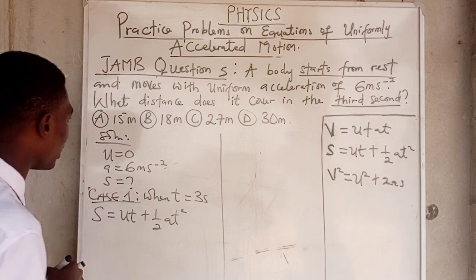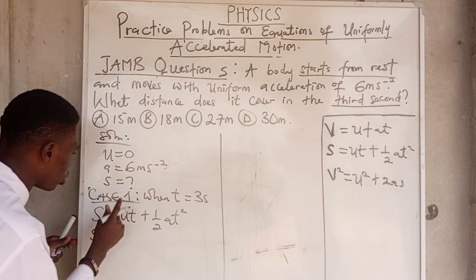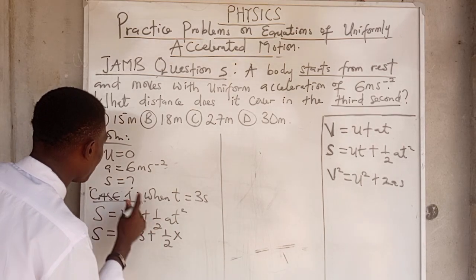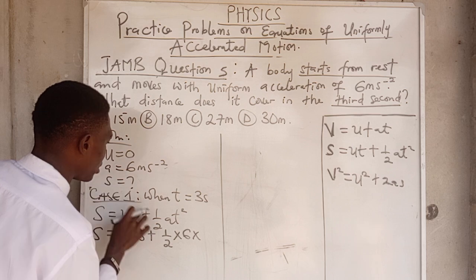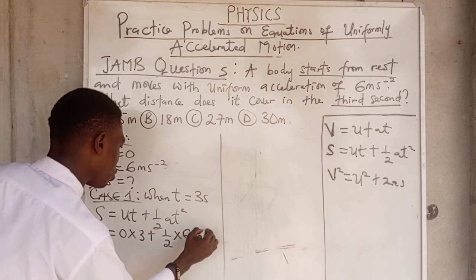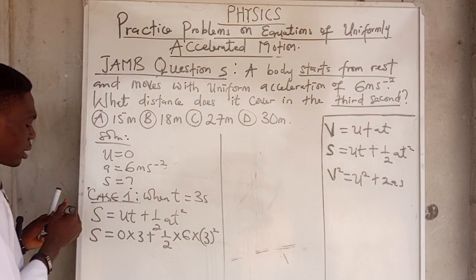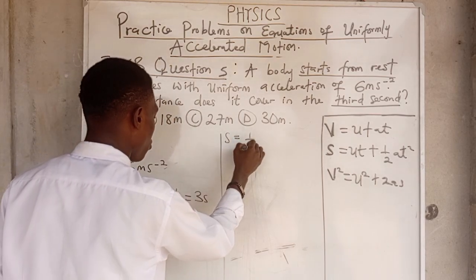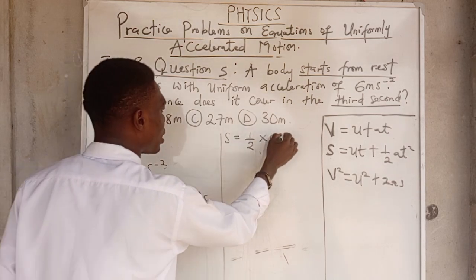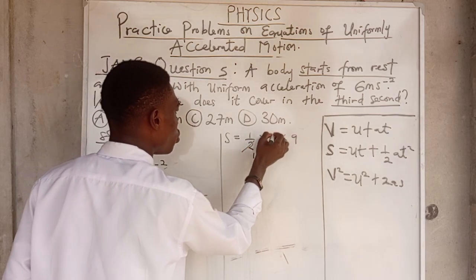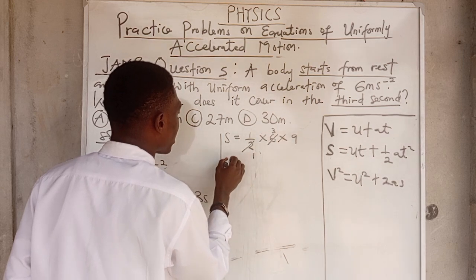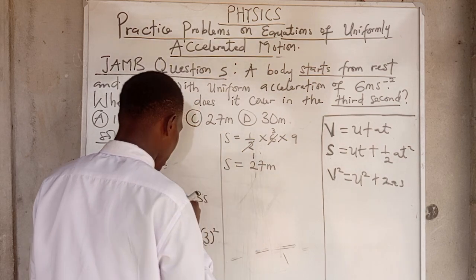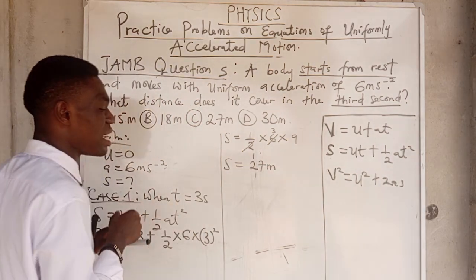Are we following now? Quickly, what is our U? So S is equal to, what is our U? U is 0 times, what is our T? 3 plus half times, what is our A? 6 times time. And our time here also is 3 squared. All right. Now 0 times 3 is 0. So we have that S is equal to half times 6. 3 squared is what? 9. And so 2 here is 1, 2 here is 3. 3 times 9 is 27 meter. This is the distance when time is 3 seconds.